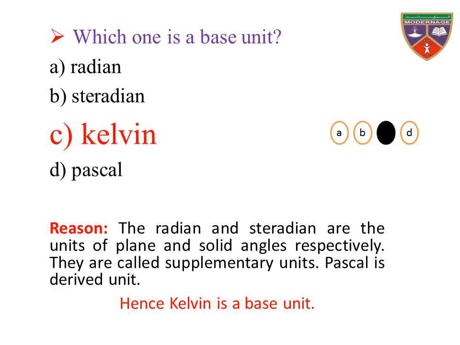Reason: the radian and steradian are the units of plane and solid angles, respectively. They are called supplementary units. Pascal is the unit of pressure and it is the derived unit. Hence, Kelvin is a base unit.